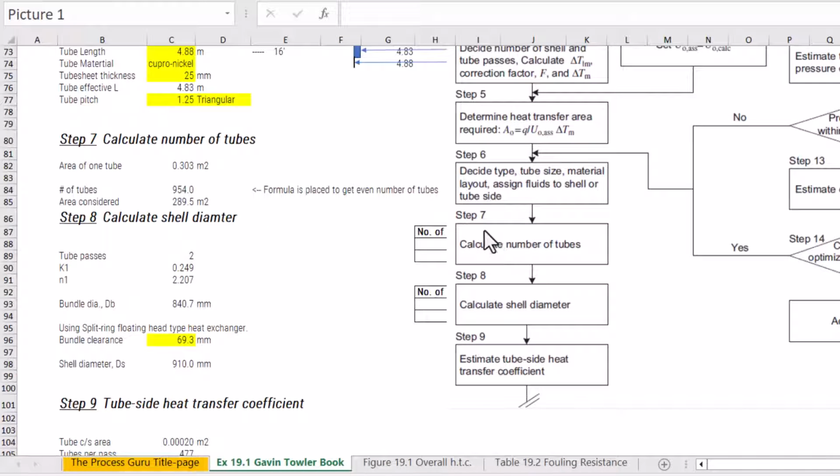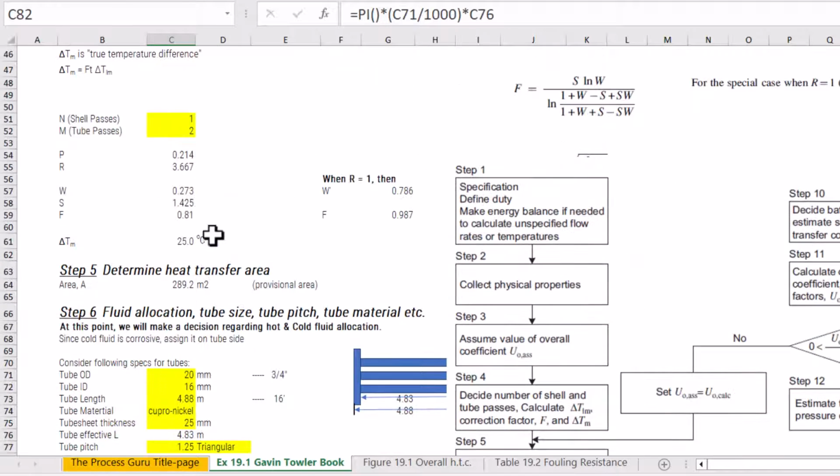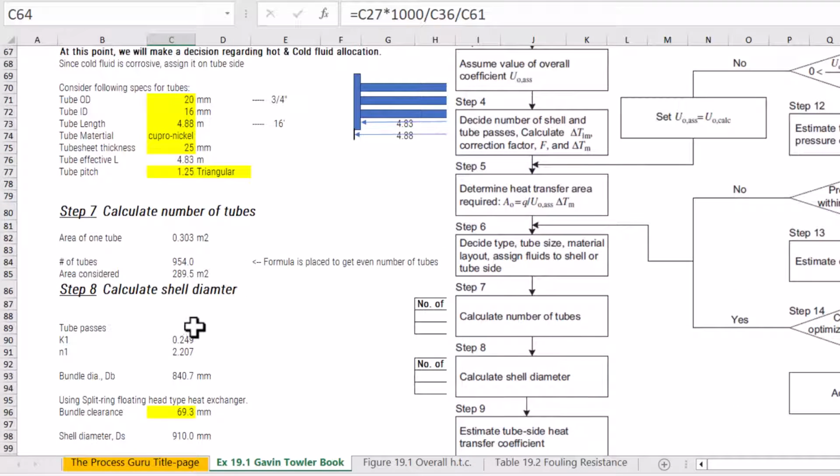So now coming to step number 7. Here we need to calculate the number of tubes. For calculating how many tubes are required, first we need to calculate the area of a single tube. That is very simple, pi d l. So that is the area for the single tube. How many tubes are required, you can easily calculate by dividing the provisional area that we calculated during step 5 by the single tube area. So you get around 954.